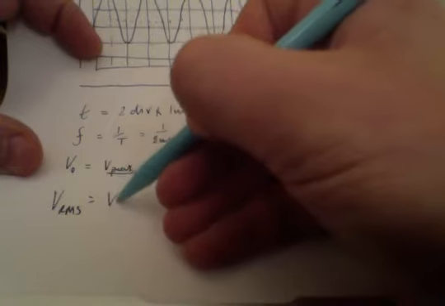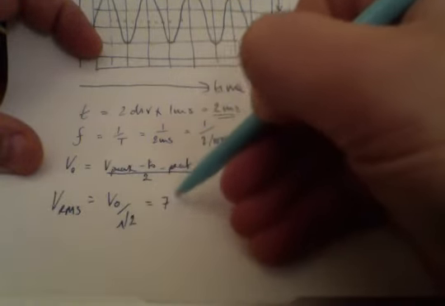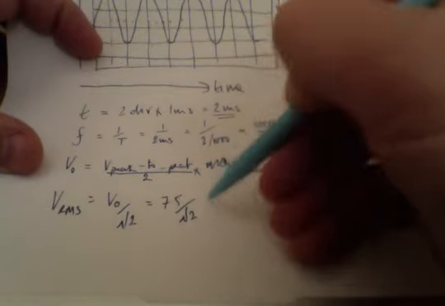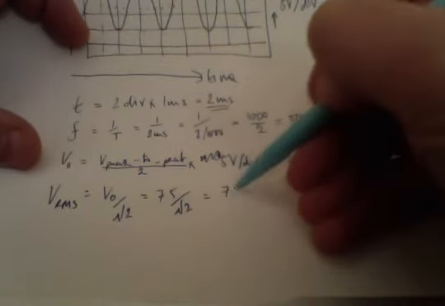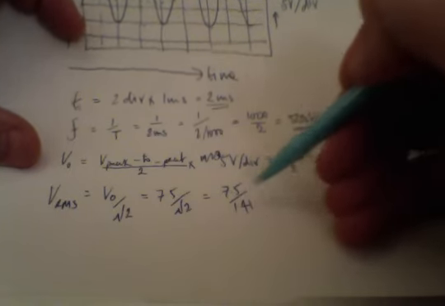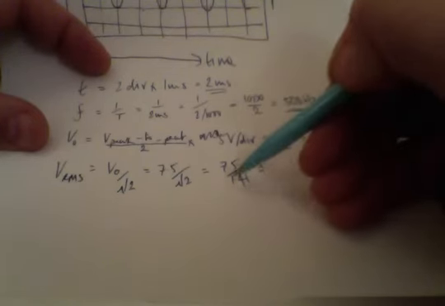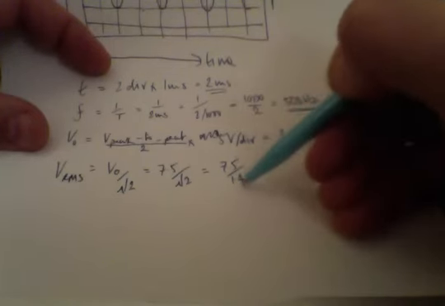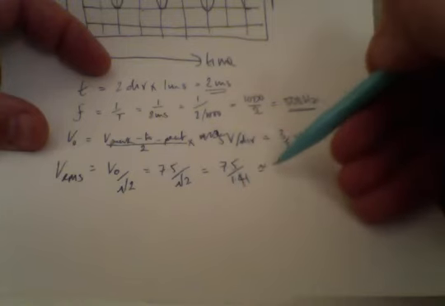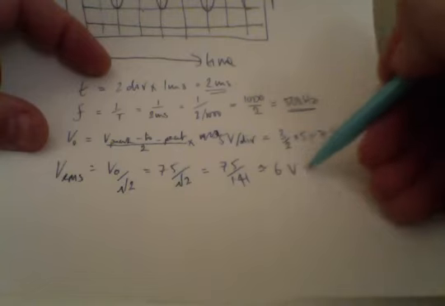And VRMS, very simply, is going to be V0 divided by root 2, which gives me 7.5 divided by root 2, which gives me, and I don't have my calculator on me, so I'm going to guess something like 1.41. 75 into 14, that's going to be about 6. 6 of those gives me 74, so it's approximately 6 volts-ish.